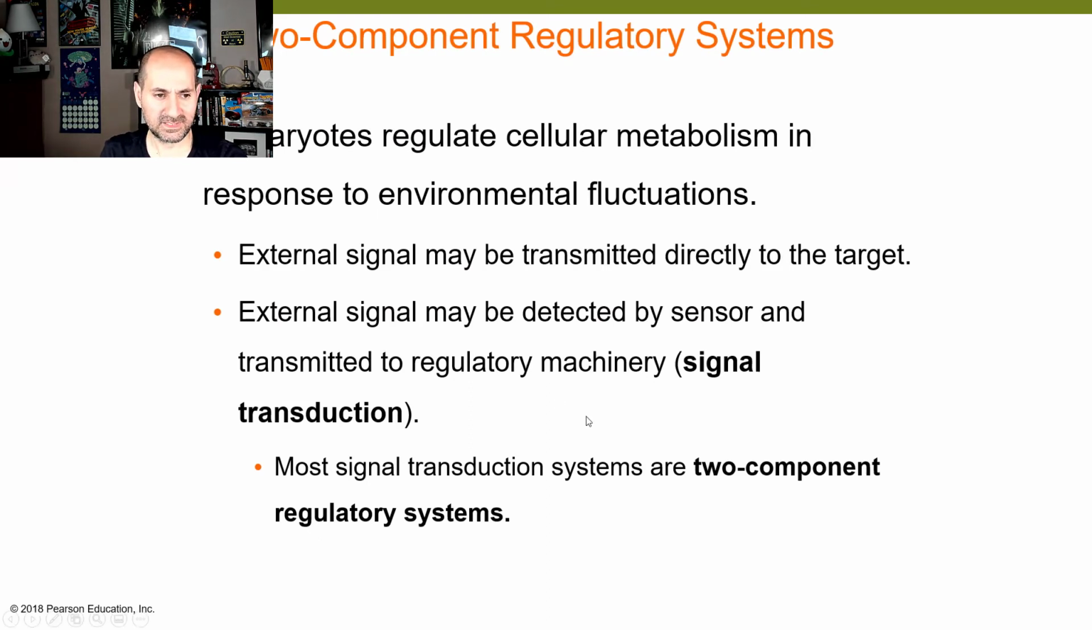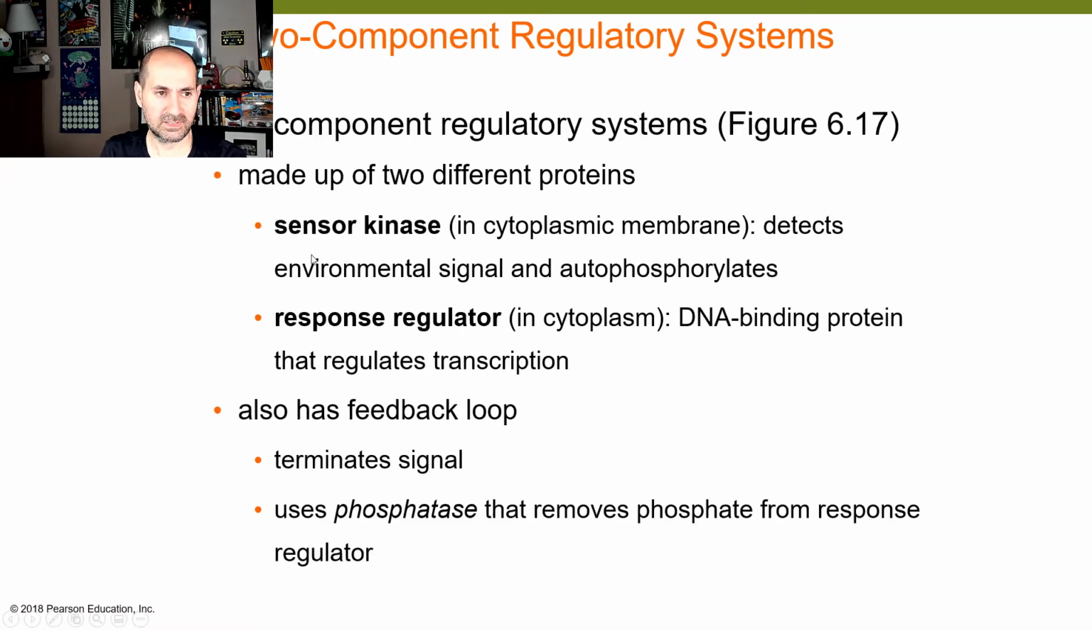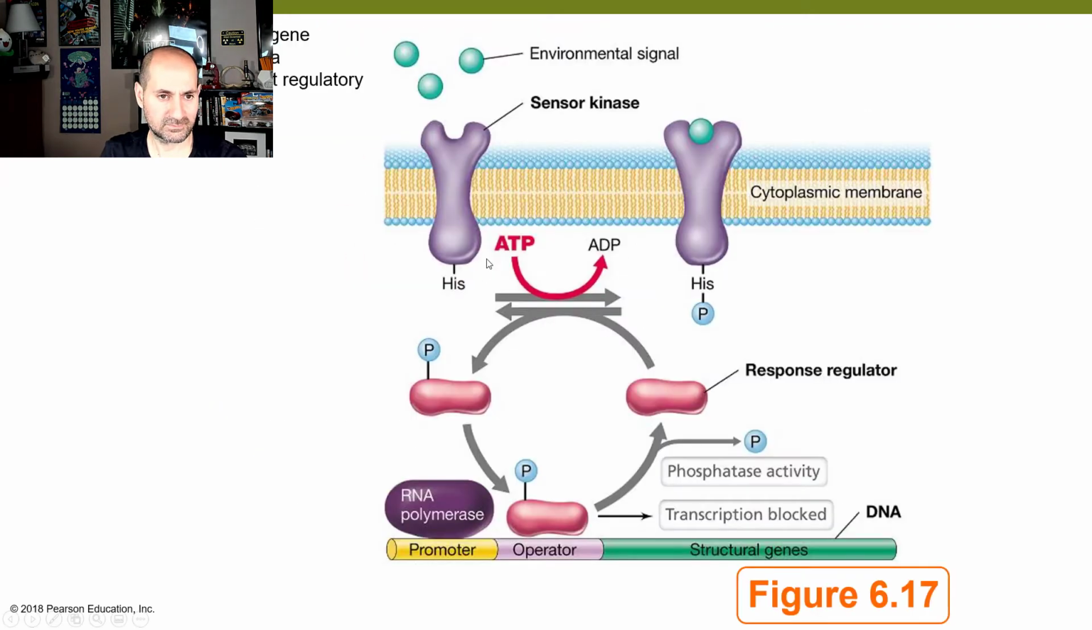All right, we talked a little bit about two-component regulatory systems, a signal transduction in prokaryotes, where this involves a sensor kinase and a response regulator. Okay, the sensor kinase is usually a membrane protein, and a response regulator is in the cytoplasm. And remember the term kinase. Kinase means an enzyme that can add phosphate groups to some other protein. The kinases add phosphate groups.